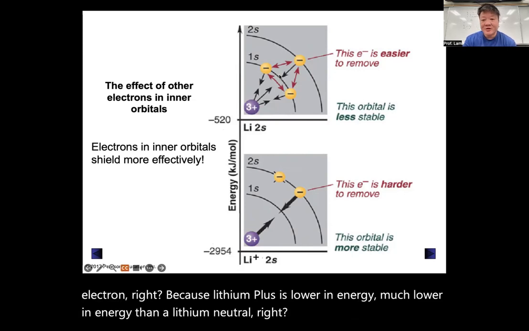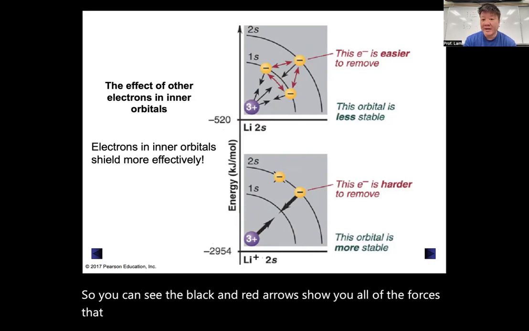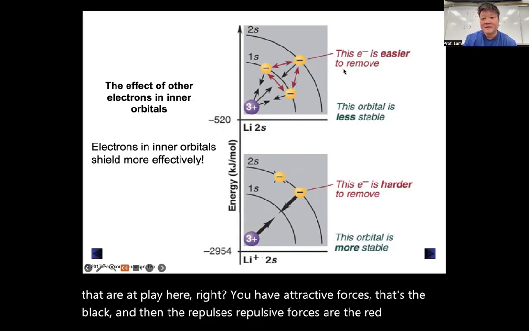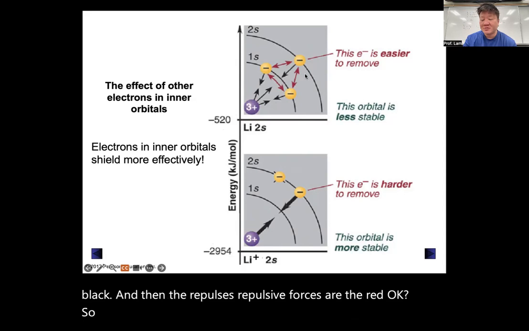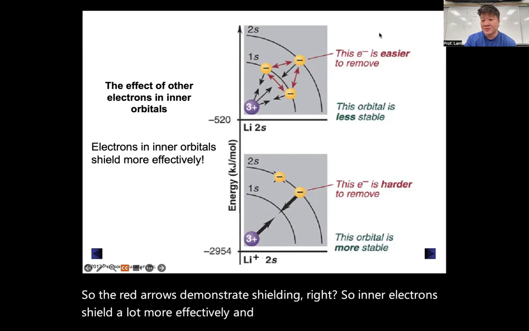So you can see, the black and red arrows show you all of the forces that are at play here, right? You have attractive forces, that's the black, and then the repulsive forces are the red, okay? So the red arrows demonstrate shielding, right? So inner electrons shield a lot more effectively and make this electron easier to remove. Right?